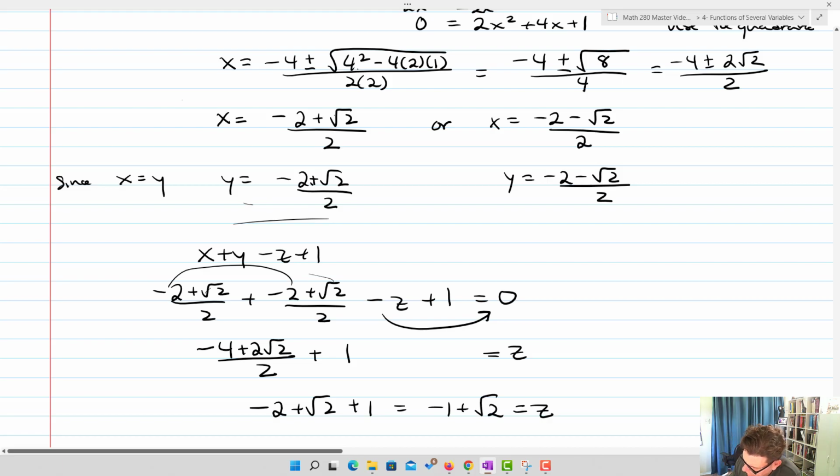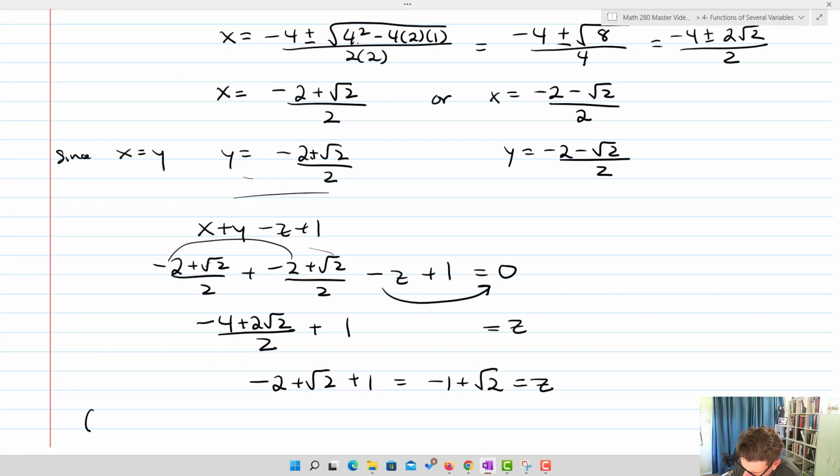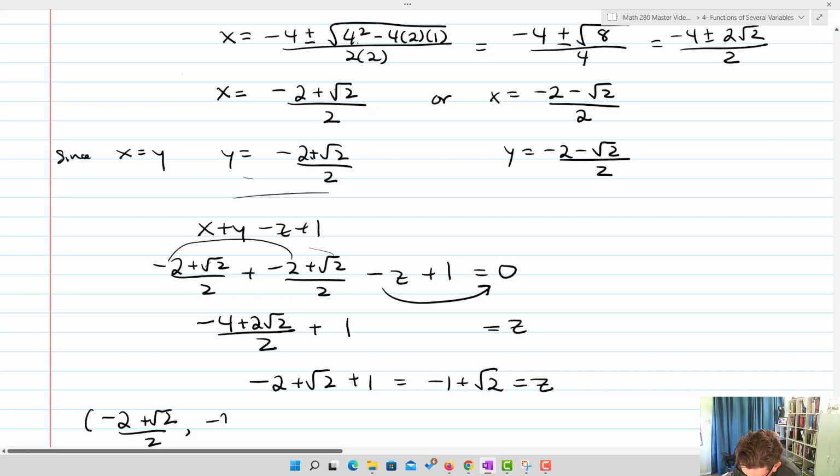All right, so that's our first triple. Our first triple is going to end up being negative 2 plus root 2 over 2, comma, negative 2 plus root 2 over 2, and negative 1 plus root 2.